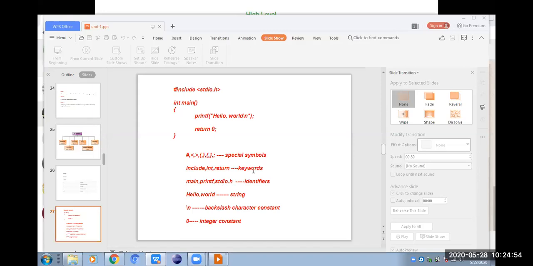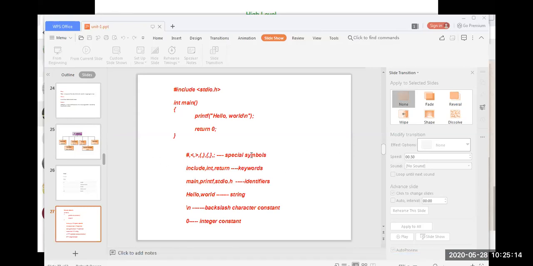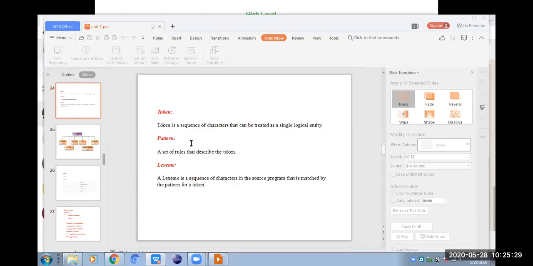These three lexemes are matching to one token called identifier. Hello world is a lexeme. It is matching to one token called string. 0 is a lexeme. It is matching to one token called integer constant. \n is a lexeme. It is matching to one token called backslash character constant. Clear? Tokens belong to the language, whereas lexemes belong to your source code, your program. The sequence of characters in your program which are matching to tokens are known as lexemes. Clear? They are called the lexemes.